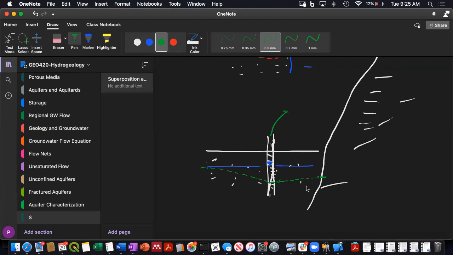How did my battery just go so dead in 30 minutes? That's crazy.